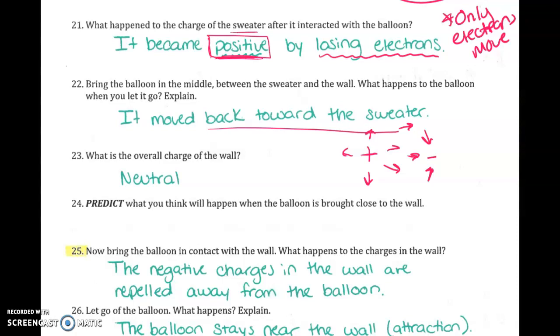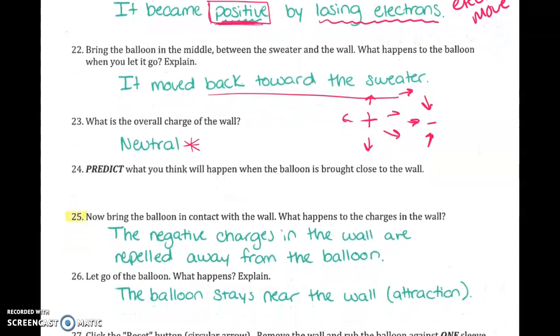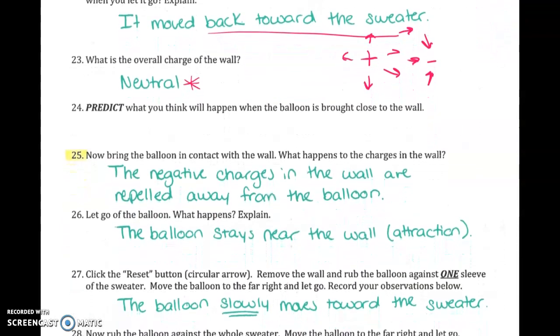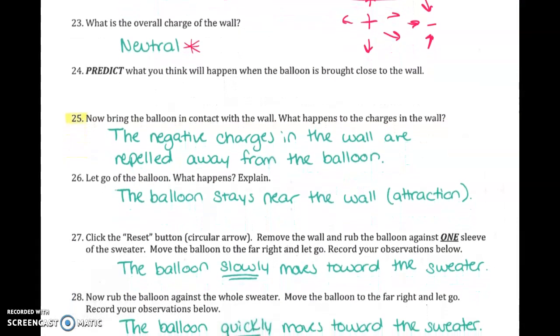If you look at the wall itself, it is neutral. Once again, it starts off with the same number of positive protons as negative electrons. That means they cancel each other out, and that's what makes it neutral. However, if you have the negatively charged balloon and you bring it in contact with the wall, you'll notice that the balloon can actually stick to the wall.